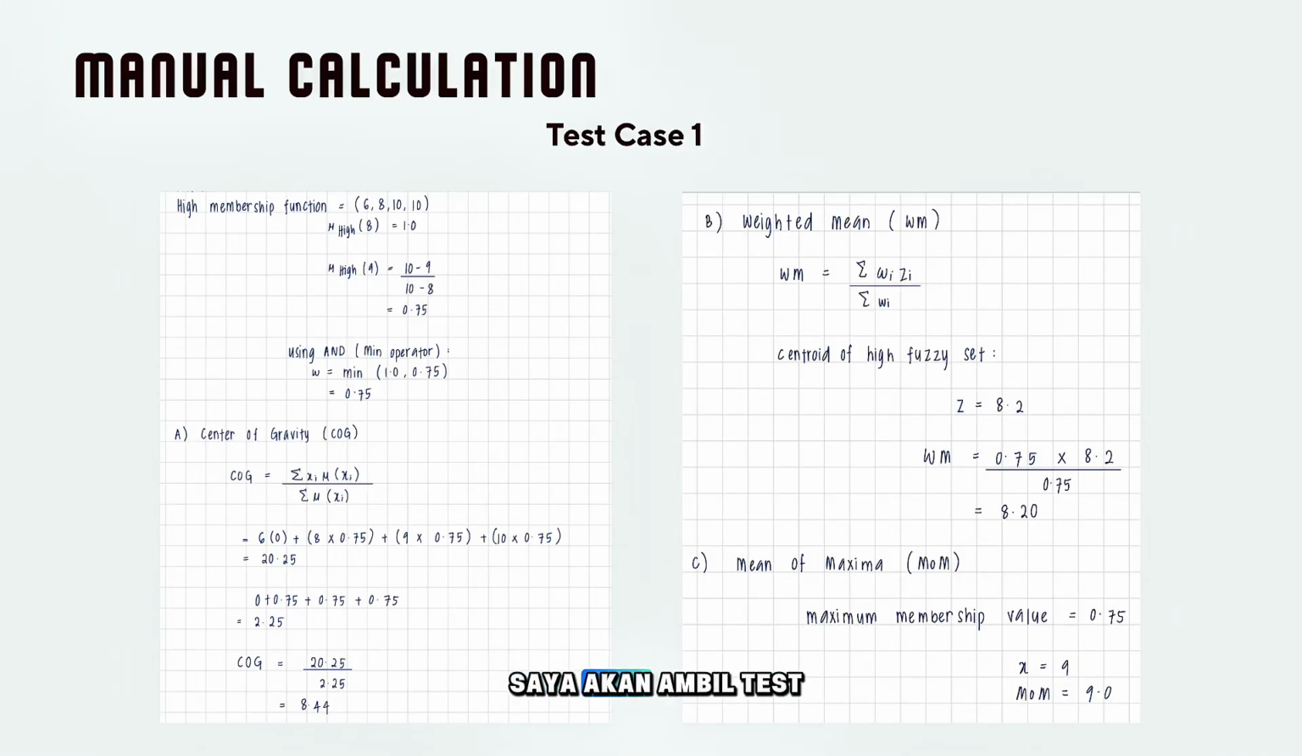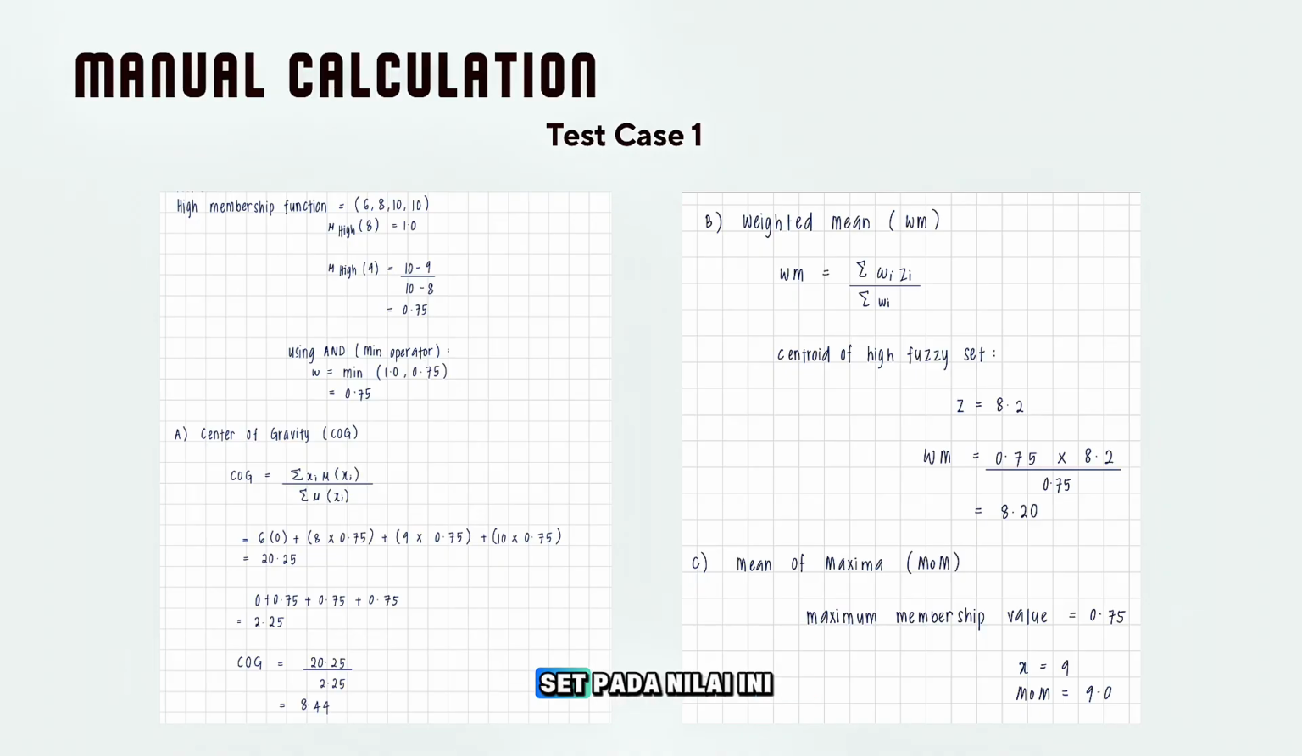Untuk manual calculation ni saya akan ambil test case 1. So, input skin texture abnormality equal to 8 dan eye reflection inconsistency equal to 9. Ia mengaktifkan rule high and high, so output fuzzy set ialah high 6, 8, 10, 10. Daripada fuzzification, membership untuk 8 ialah 1.0 dan untuk 9 ialah 0.75. Jadi rule firing strength W equal to 0.75.